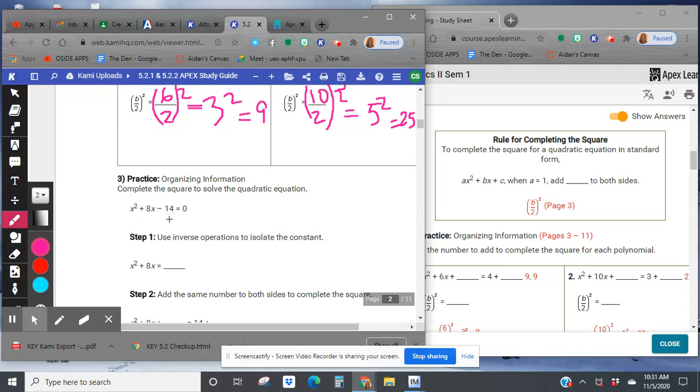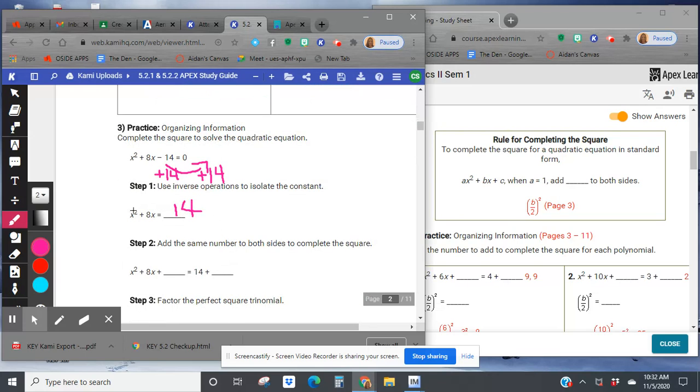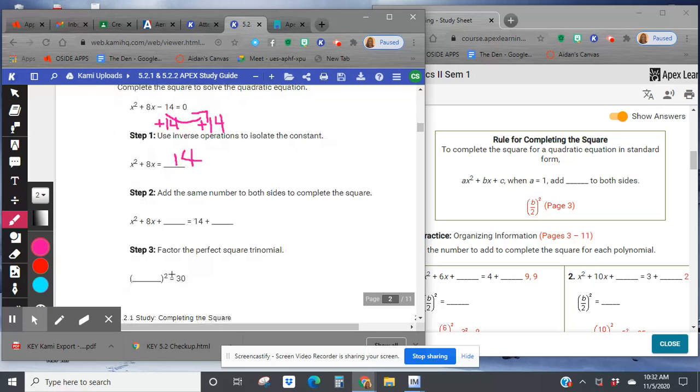You need to get the constant, the negative 14, and move it over. We're going to use inverse operations to isolate the constant. Well, guess what? Inverse operations means what's the opposite of minusing 14? We're going to add 14 to both sides of the equation. Adding 14 brings that 14 to the right-hand side of the equation, and left on the other side now is x squared plus 8x. Now we have this nice opening to complete the square.